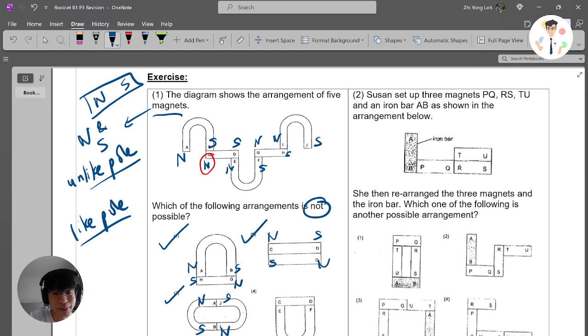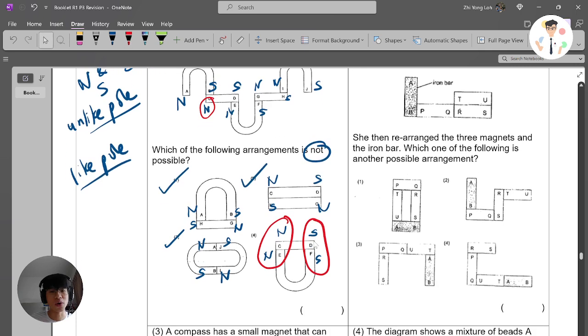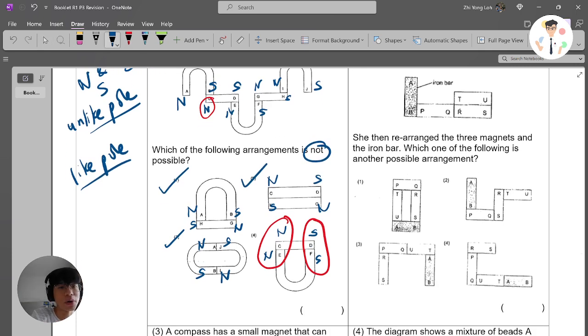How about number 4? C according to my assumption is N, D is S, E is N, F is S. Again, these are like poles, and they are supposed to repel each other. They are not supposed to stick to each other. That's why option 4 is not possible, and that is our answer.